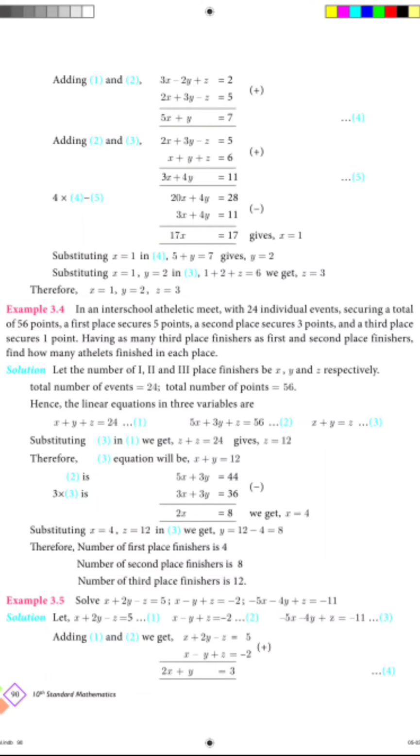And one more information is given, having as many third place finishers as first and second place finishers. That is, the number of people who come in the third place is equal to the number of people who come in the first and second place. Find how many athletes finished in each place. So we have to find out how many people won in first place, how many people won in second place, how many people won in third place. So for that one we have to assume the variables. So we will assume the variables and form the equations.